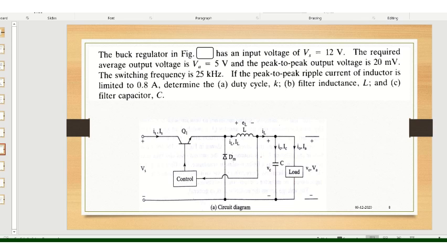I want you to solve this problem and submit it as an assignment on Saturday. Assuming that you will go through this session on Friday, that is the 4th of December, you will be submitting this assignment on the 5th, solving this problem. Please go through it. If you have any doubt or clarification, you can get back.